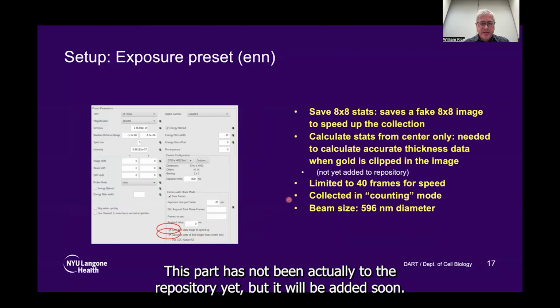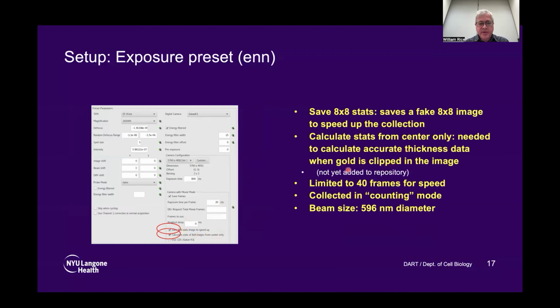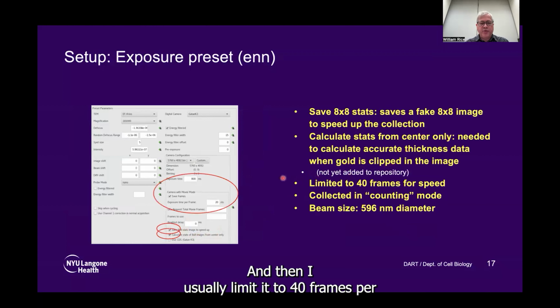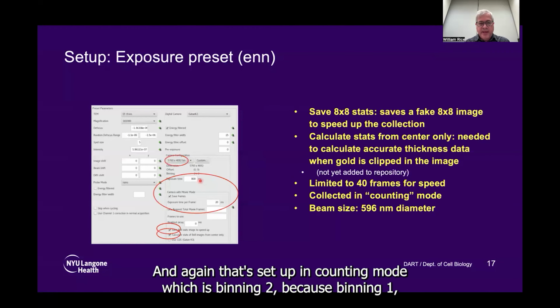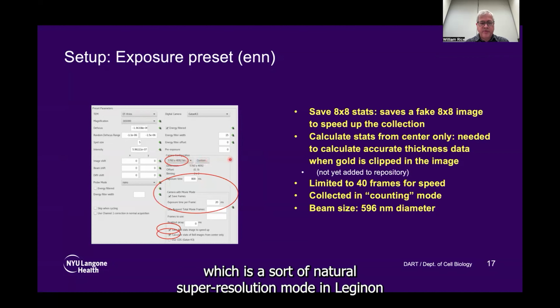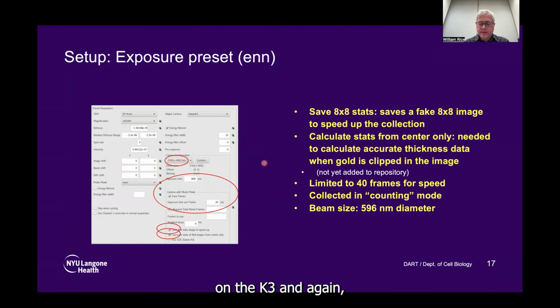This has not actually been added to the repository yet, but it will be added soon. And then I usually limit it to 40 frames per image for speed purposes on the K3. And again, it's set up in counting mode, which is binning 2, because binning 1 is the natural super resolution mode in Leginon on the K3. And so again, the beam size is 596 nanometers.